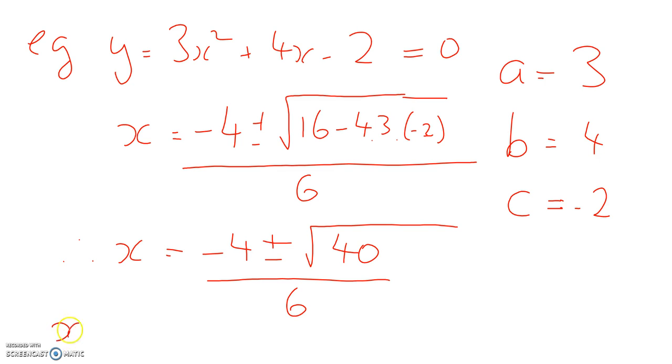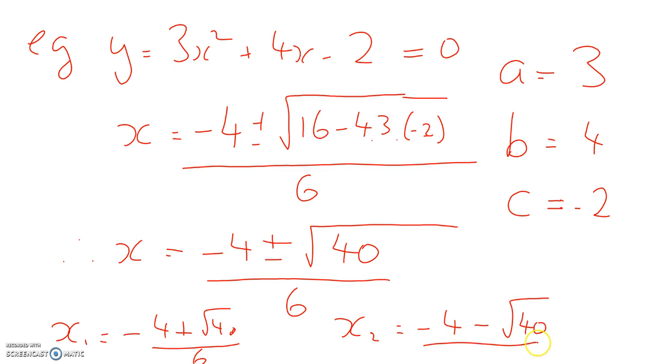Our first root, we call it x1, is minus 4 plus the square root of 40 over 6. And the other one, we could call it x2, equals minus 4 minus root 40 all over 6. And of course we could probably simplify those thirds, and that might come out to something a bit easier, but basically that's how it's going to look. So this one, that's got a third in here. I can't get rid of that third, so it's just going to look like that. But that's basically how we use that formula.